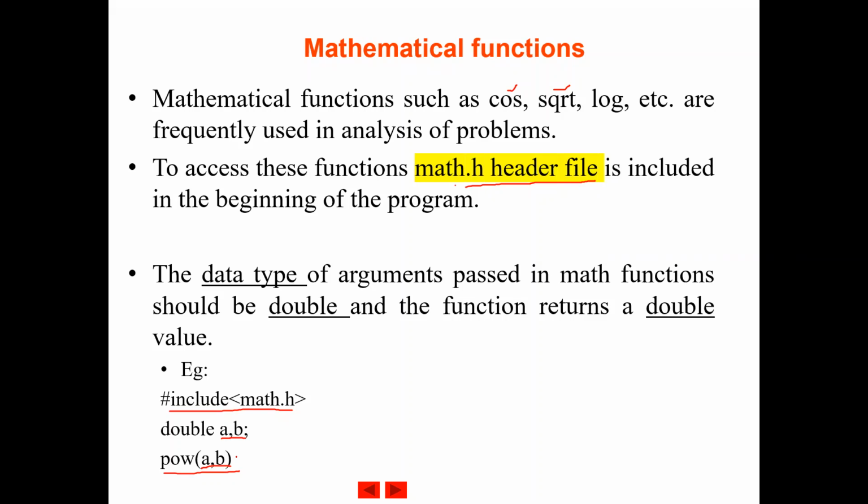Data type as double. The data type of the arguments passed in the math functions should be double, and the function returns a double value. When we use power and such, if we are unknowingly giving a value that does not have a proper square root, it will give you a decimal part, right? So it is always better to pass the values as a double data type and return also as a double data type. We have a program using these mathematical functions that we will execute.